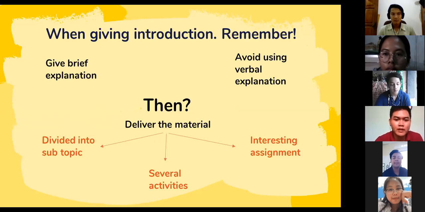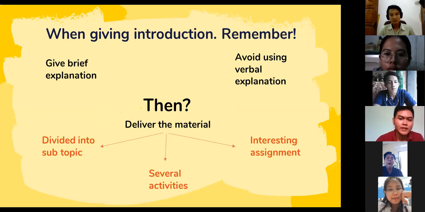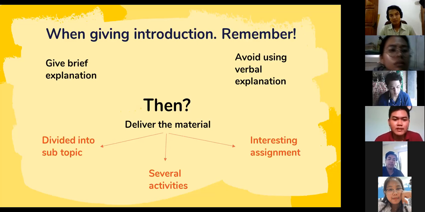The second one is we take several activities during the learning process. And the last is interesting excitement. It means the teacher needs to give the students interesting, challenging and critical excitement to know if the students understand the material and to build student creativity. Next.